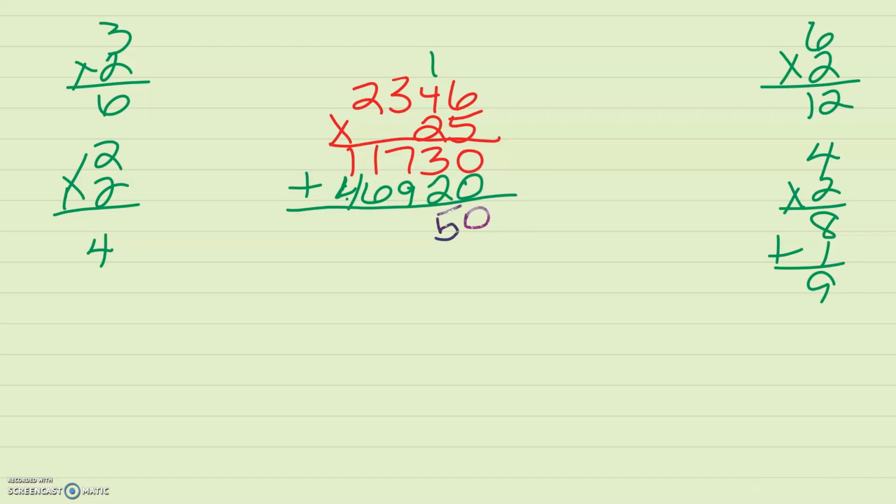And then I have 7 plus 9 is 16. So I write down my 6 and carry my 1. Regroup that 1. All right. 1 plus 6 is 7, plus the 1 that I regrouped is 8. And then 1 plus 4 is 5. So I get a final answer of 58,650. All right, so those are some examples of how to multiply multi-digit numbers.